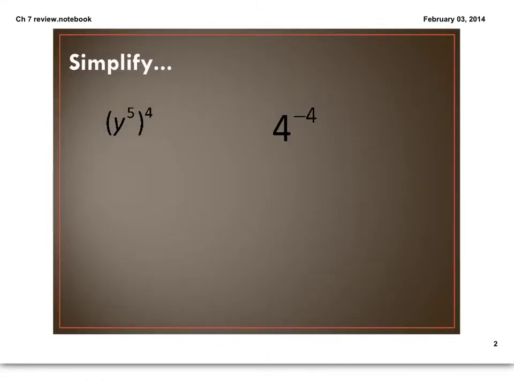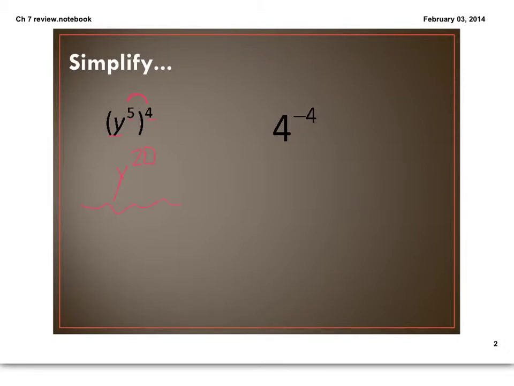Our first examples come with taking powers of powers. So if you remember correctly, if I have y to the 5th power raised to the 4th power, I'm going to take the two powers, or the two exponents, and I'm going to multiply them together. So that would then be the same as y to the 20th power.